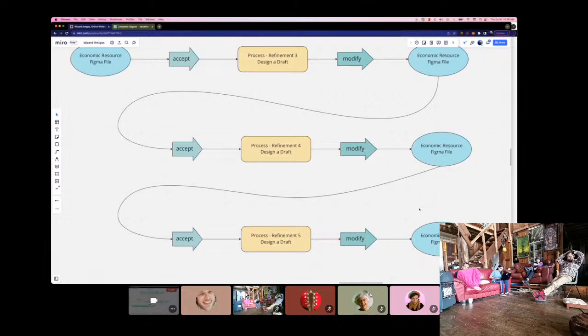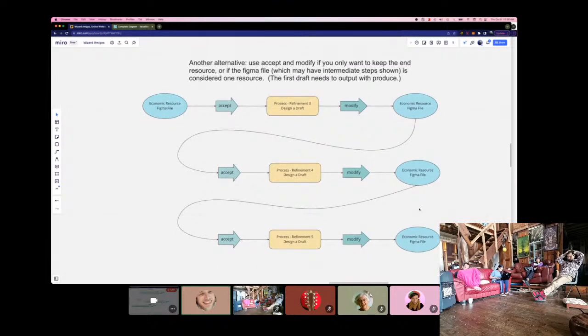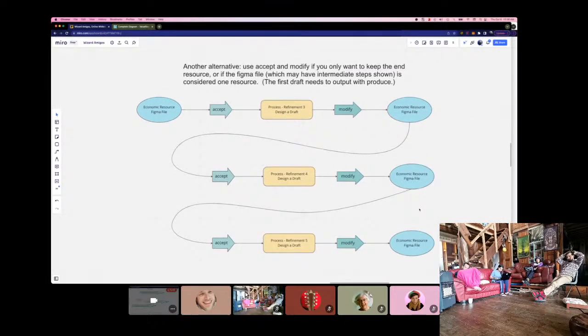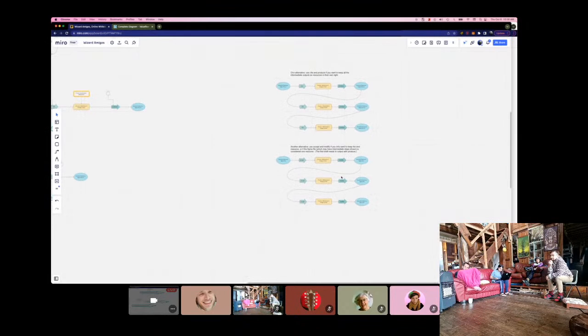So again, Valueflows is flexible; you can choose what you want to match your context. If the first one makes more sense to you, go ahead and use that. And if the second one makes more sense to you, you can definitely use that as well.